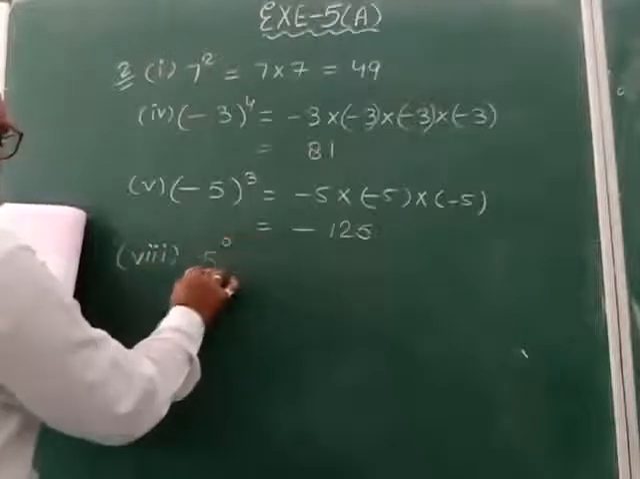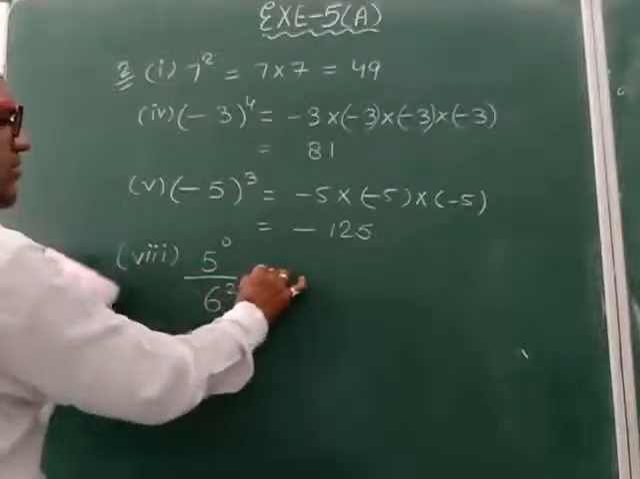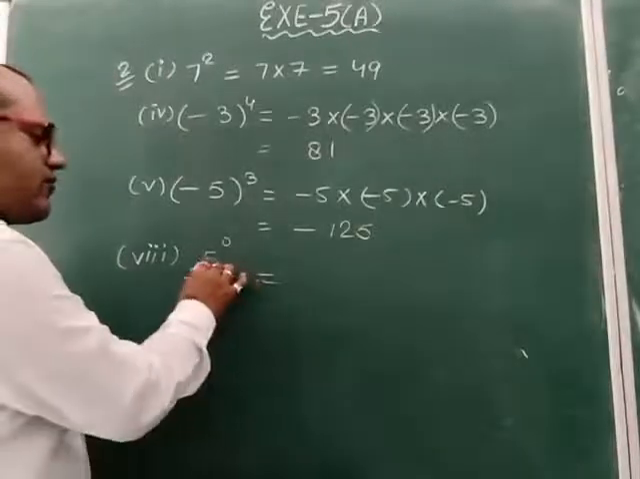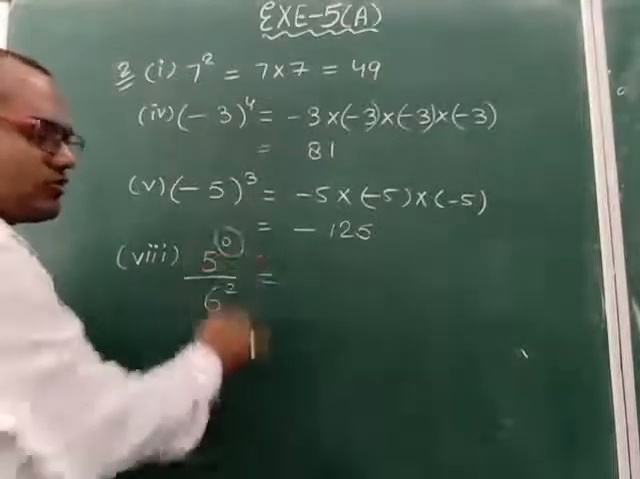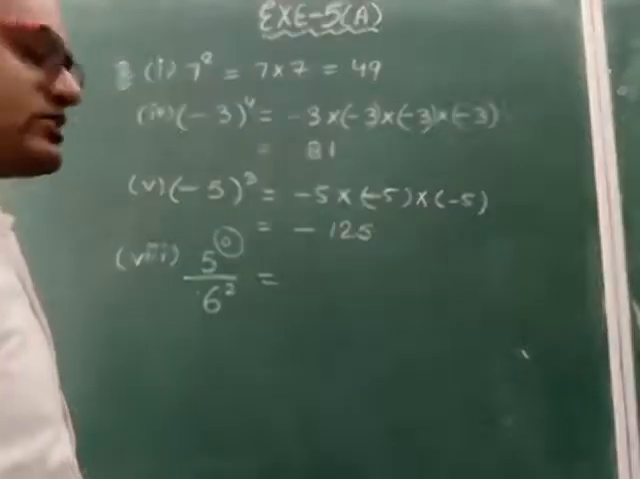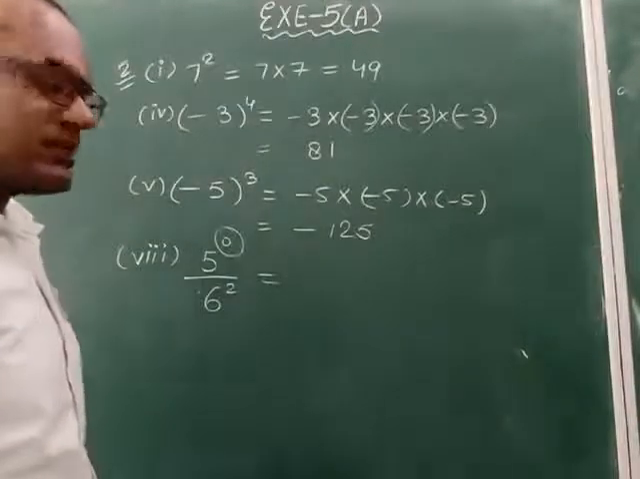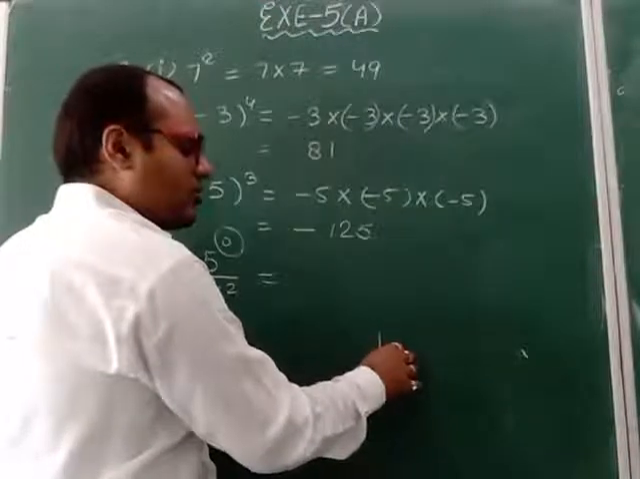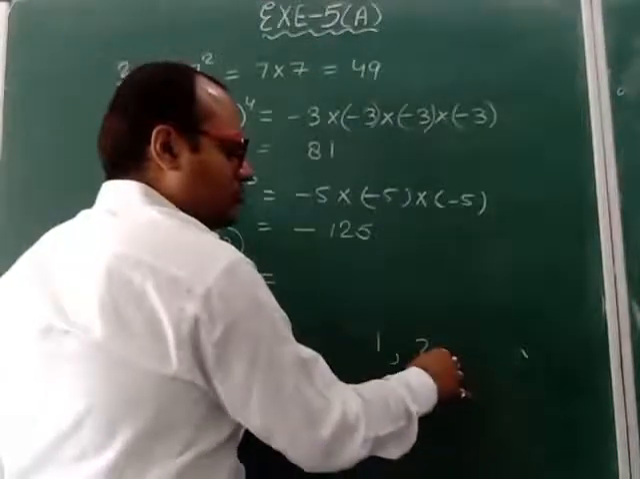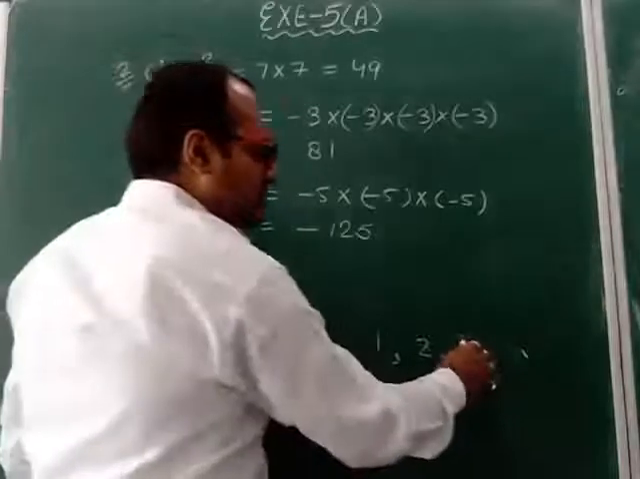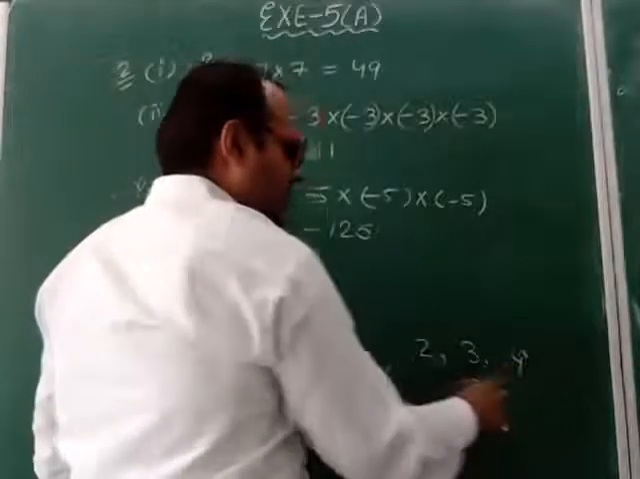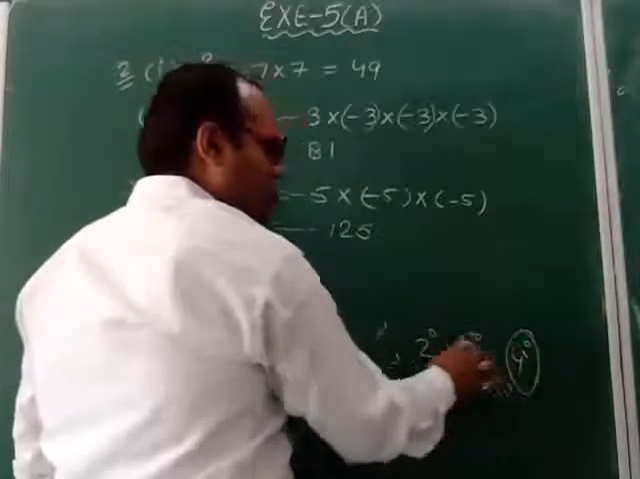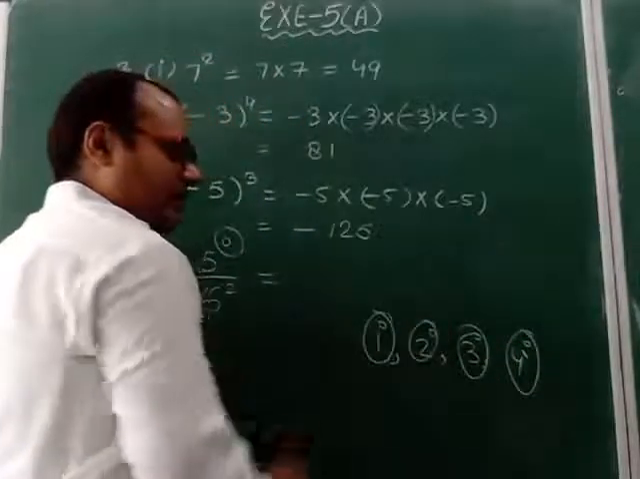5 raised to the power 0 upon 6 raised to the power 2. Here you will observe that 5 is having a power 0. If any non-zero number is having power 0, non-zero means in the base anything except 0 can be there, then the answer will be 1.